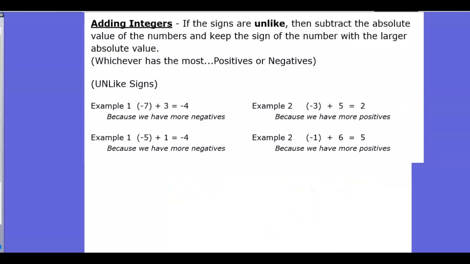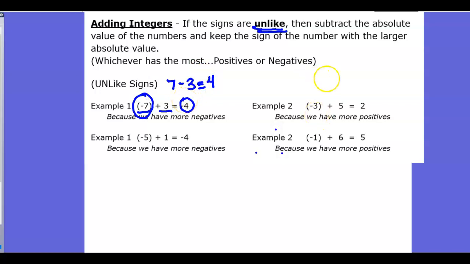Okay, all right, so if you add signs and they're not the same, meaning one is positive and the other is negative, you subtract the absolute value of the numbers and keep the sign of the number with the largest absolute value. So whichever has the most, positives or negatives. So if you look at this, negative 7 plus 3, okay, think of negative 7 plus 3 is going to be a negative 4, because if we took the absolute value of negative 7, we would get 7, and we're subtracting them, so 7 minus 3 is 4, but we want to take the sign of the largest, which would be the negative, okay, so that's how we get the negative 4.